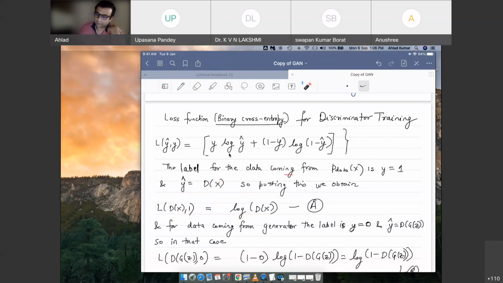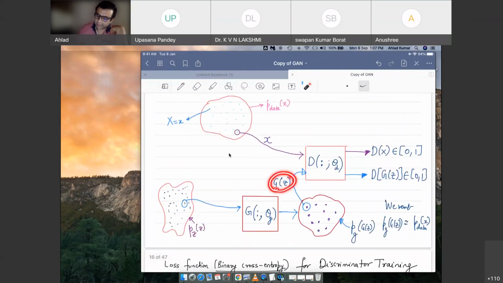Now, this is from the discriminator point of view. What I am discussing, this binary cross entropy, is from the discriminative point of view. Now, the second point is, if the data is coming from the generator, as I was discussing, we will have y equal to 0, and the corresponding sample which we are taking, that is y hat, the generated one, will be d of g of z, because g of z is fed into this d, and it will generate d of g of z.